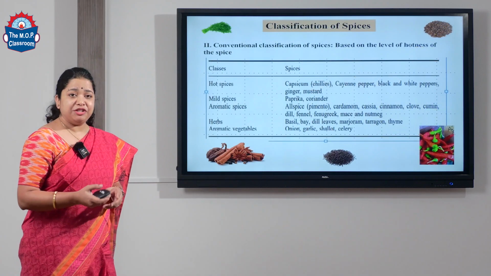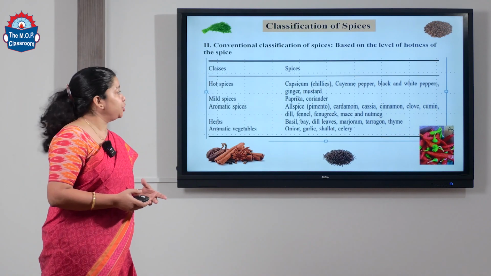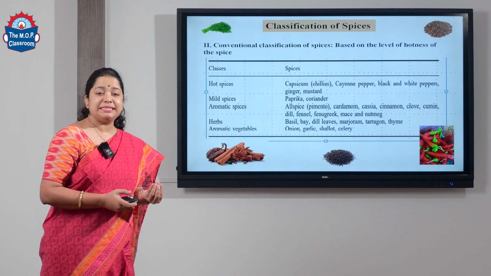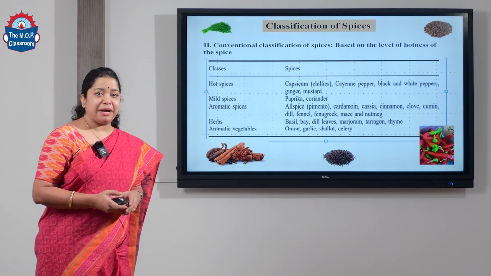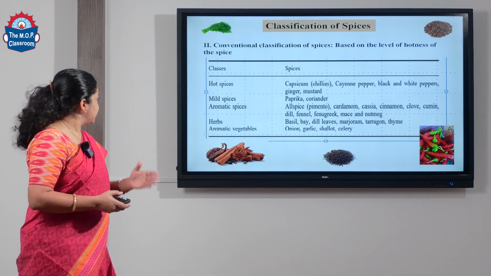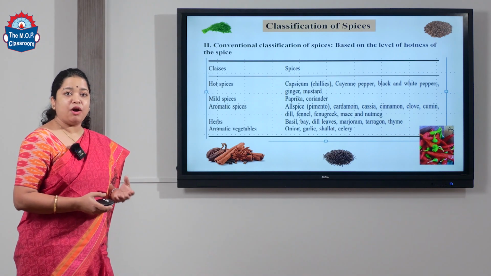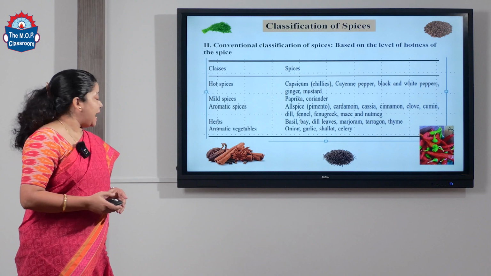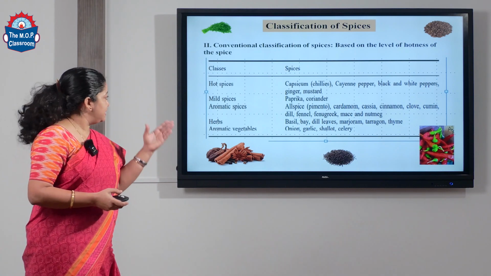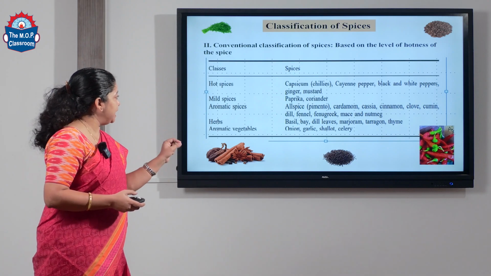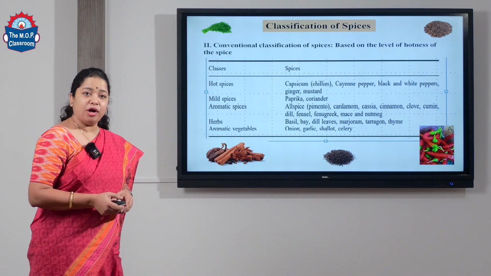This is another conventional classification of spices based on the level of hotness that the spice provides, or the spicy nature of that particular spice. You can see it is categorized into different classes: hot spices, mild spices, aromatic spices, herbs, and also aromatic vegetables. The slide is self-explanatory. You can just pick up the names of the different spices based on their hotness levels.